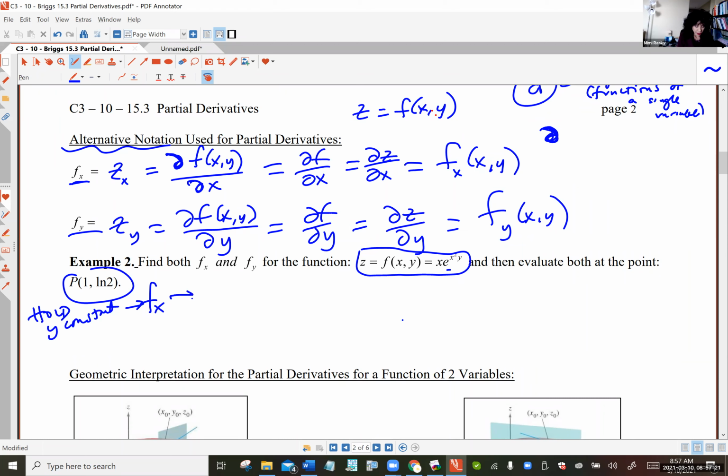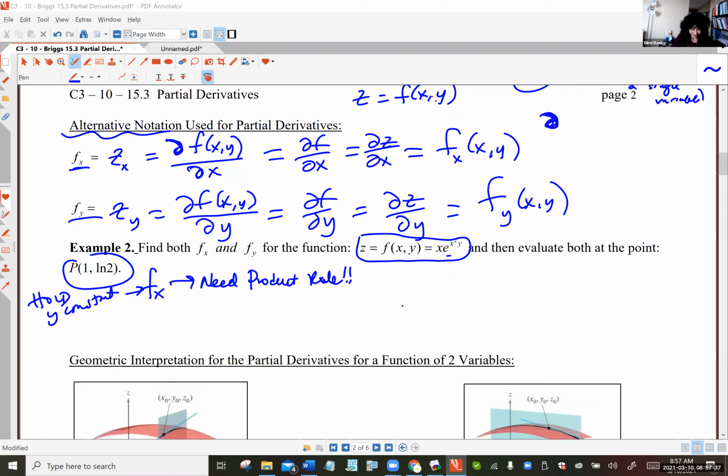You're going to need the product rule. Why? Well, what do you think? Because it's multiplying. Does anybody know why we would need the product rule to take the partial of x times e to the x squared y? You got a product, right? Yeah. You got an x times the exponential, right?